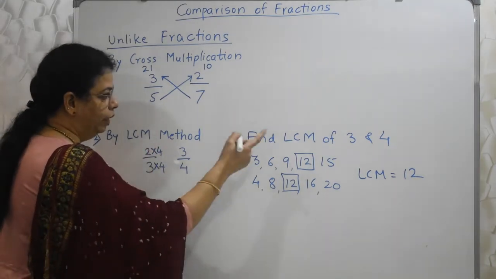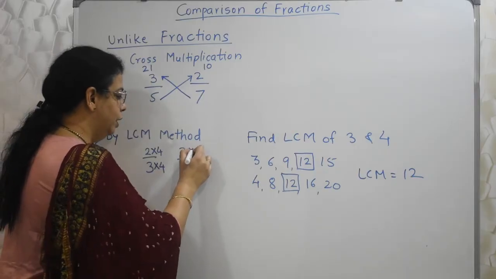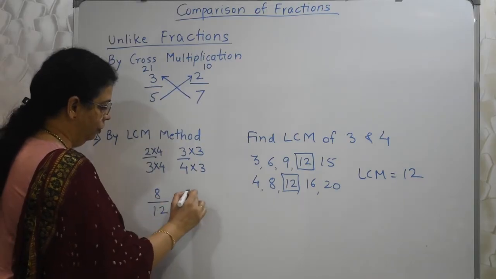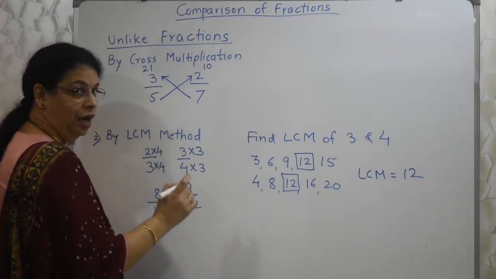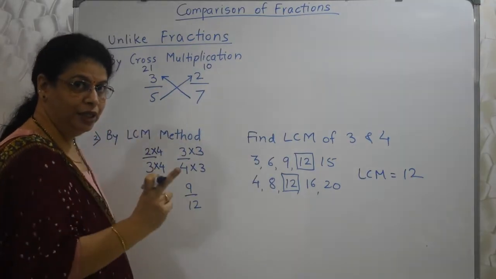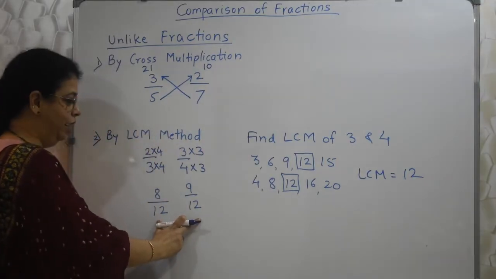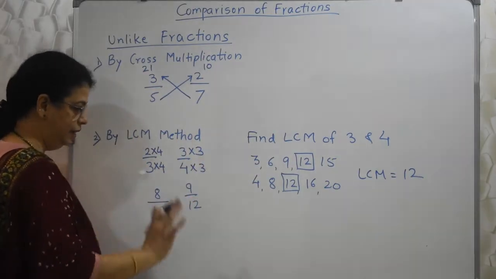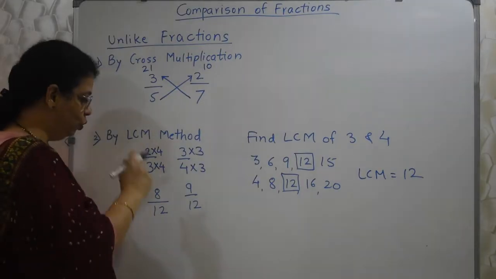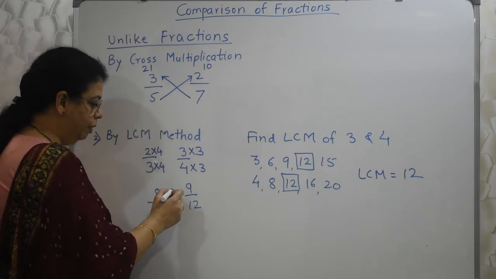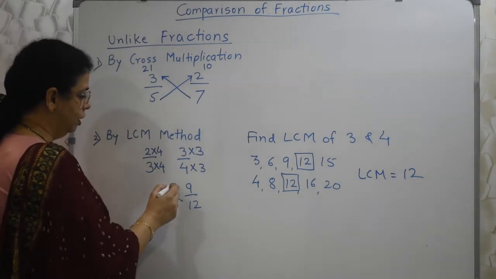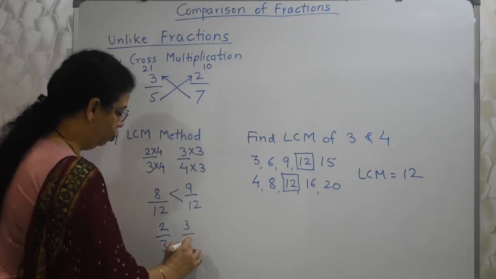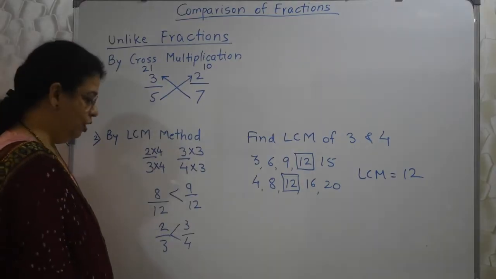Now 4, I want to make 12, so I will have to multiply by 3. So obviously here also into 3. So my new numbers are 8 upon 12, 9 upon 12. I have given you the rule for when the denominator is the same. Now we have converted different denominators into the same denominator with the help of LCM. So as per our first rule, which one is bigger? The bigger numerator is bigger. So this means, original fractions were 2 upon 3 and 3 upon 4, so obviously this. Understood? So easy.